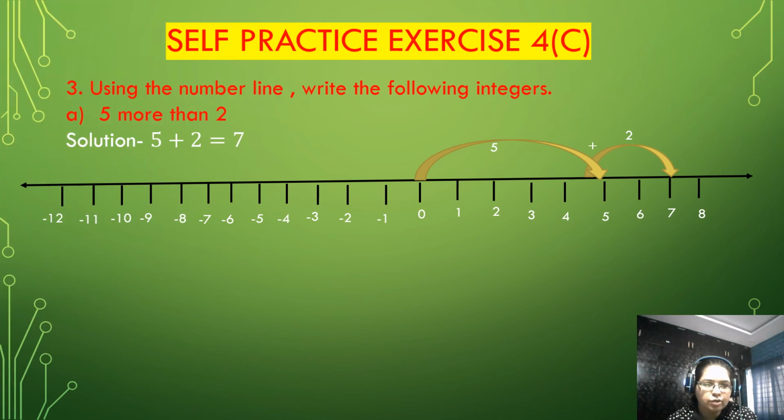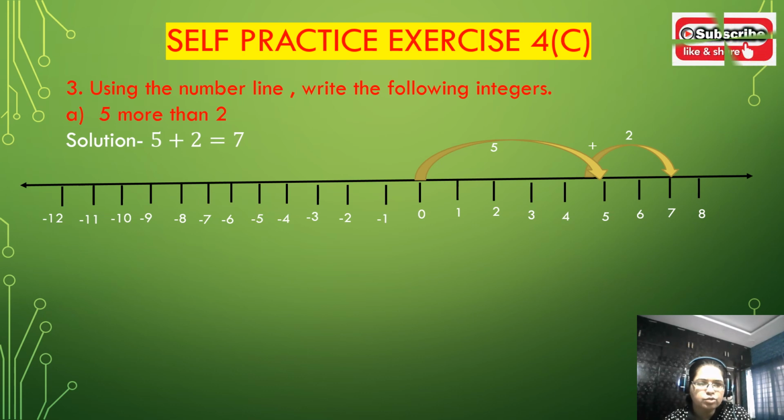Now we solve question number 3. Question number 3 is using the number line write the following integers. First is A, 5 more than 2. 5 is a positive integer, so starting from 0 the number goes to the right hand side 0 to 5, and distance from 0 to 5 is 5. Then more than means plus. Starting from 5 the number goes to the right hand side with 2 places. 5 to 6 is 1 place, 6 to 7 is 2 places, then 5 plus 2, the number is now at 7. So 5 more than 2 will be 5 plus 2 equal to 7.